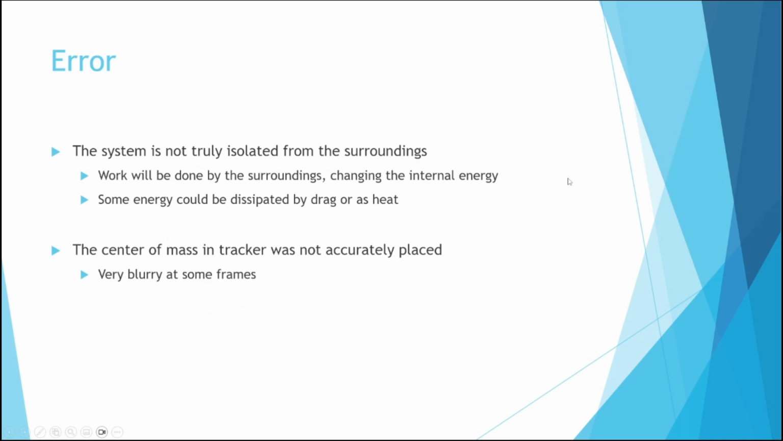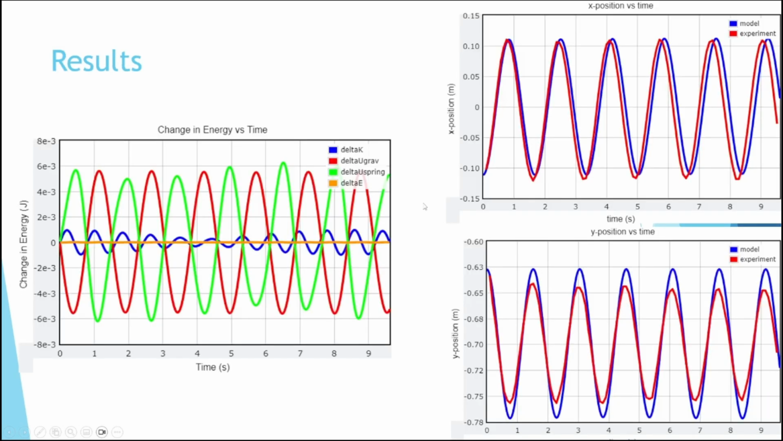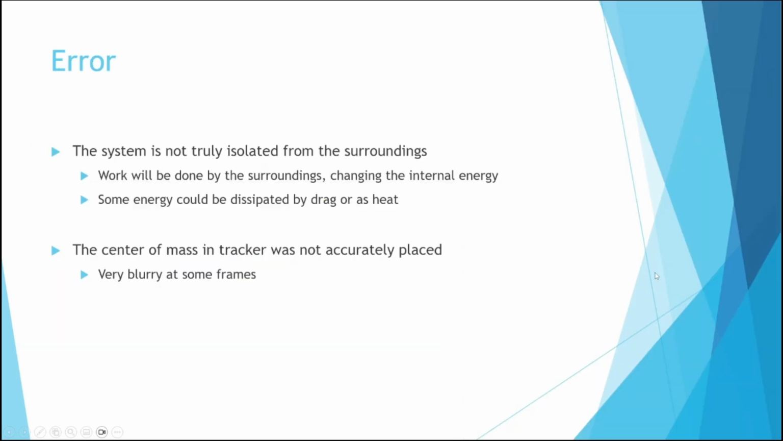The error from this lab included that the system was not truly isolated from the surroundings. This is because work will be done by the surroundings changing the internal energy, and some energy could be dissipated by heat or as drag, which is seen as the maximum height in the Y direction getting smaller throughout time. Additionally, the center of the mass and tracker was not accurately placed because the image was very blurry at some frames and hard to place.